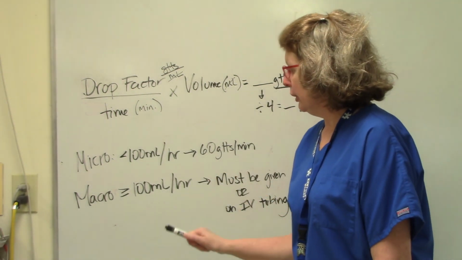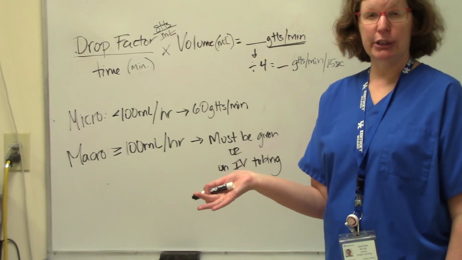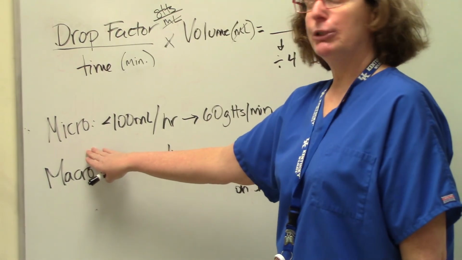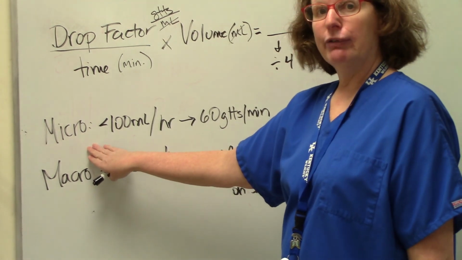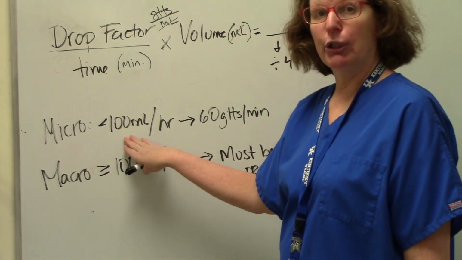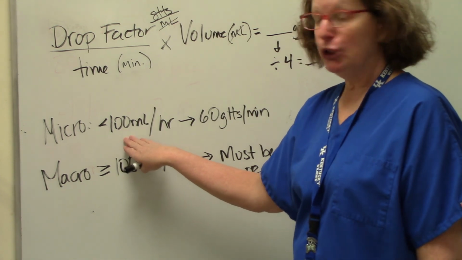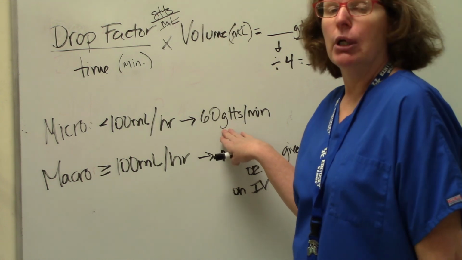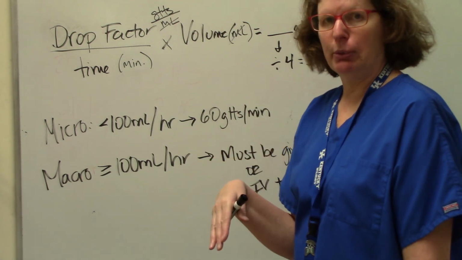Now, other words you're going to hear come to your drop factors and the types of tubing you're going to use to infuse. You'll hear about micro tubing. So that's the type of tubing you're using to infuse your fluids. And you use micro tubing if your volume per hour is less than 100 milliliters per hour. So when you're infusing smaller amounts per hour, you use micro tubing. Micro tubing is always going to be 60 drops per milliliter. So it's a little bit easier to do some of the micro problems, and we'll show you in our examples when we go through those.